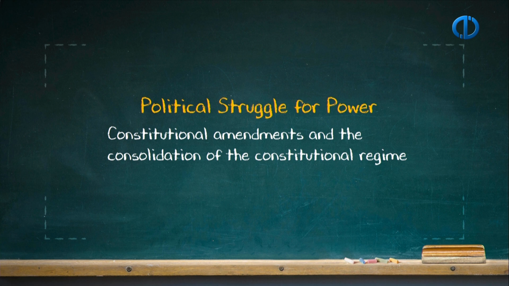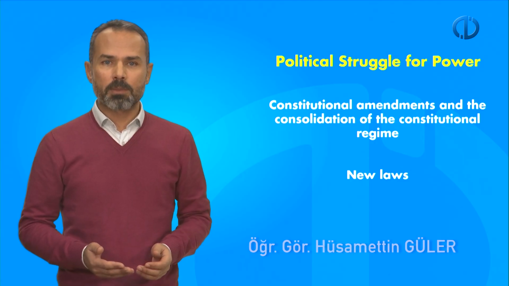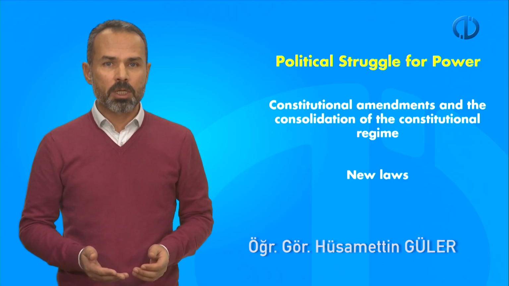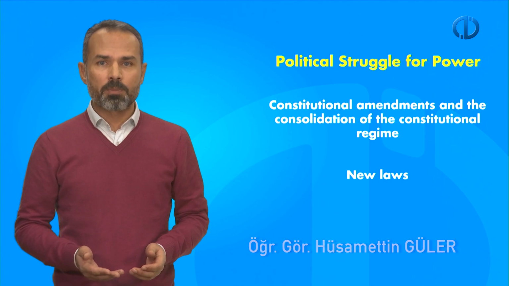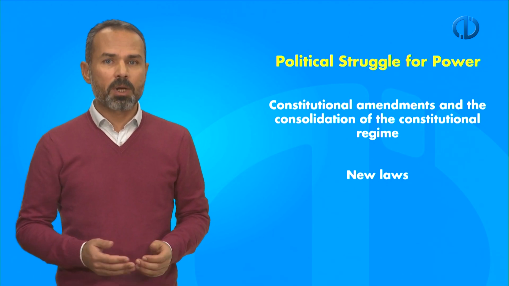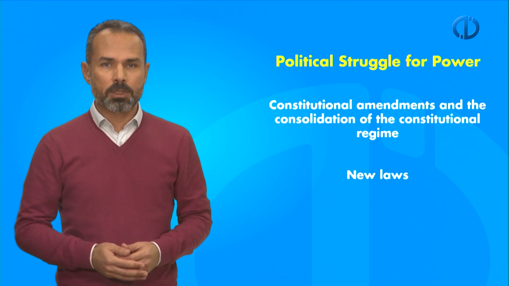Within a few months after the amendments, the Chamber of Deputies enacted laws on public meetings, associations, brigandage, strikes, press and publications, and compulsory military service of non-Muslims.